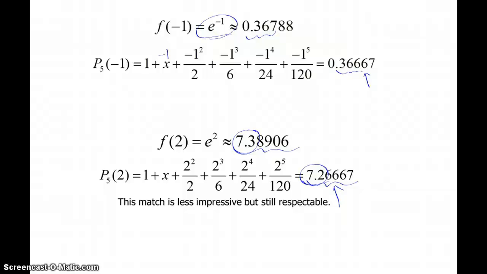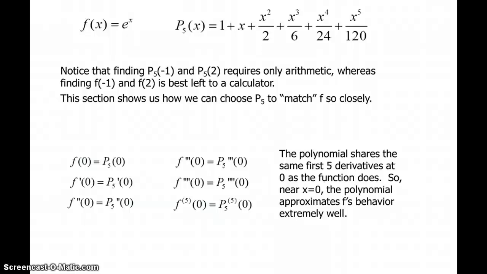So how did we come up with this 5th degree polynomial that acts like the function e to the x so well? It acts just like it at 0, and the further I get away from 0, it acts less and less like it. At 0, they are equal. It is an excellent approximation. When I come over here to negative 1, we're accurate to 3 decimal places. When I come over here to positive 2, we're still accurate to 1 decimal place. Still respectable. Don't know how useful, but still respectable.